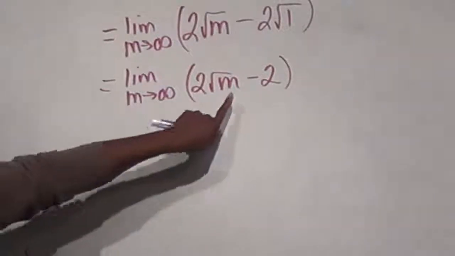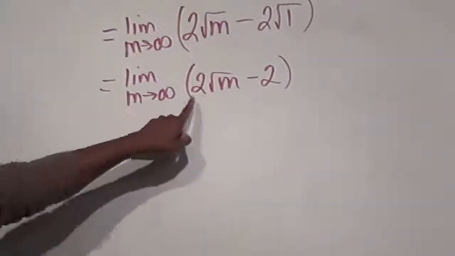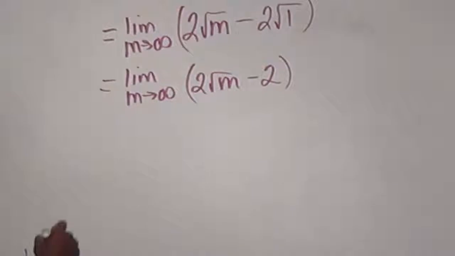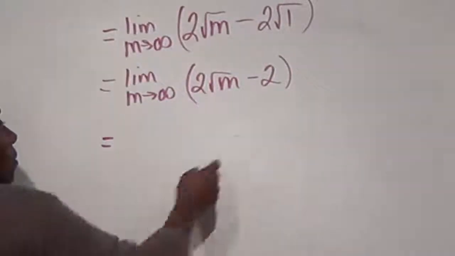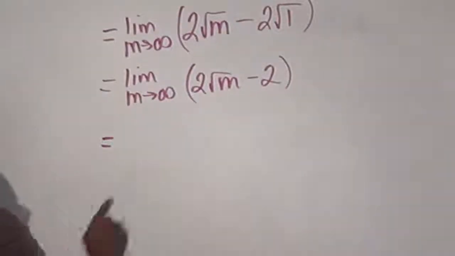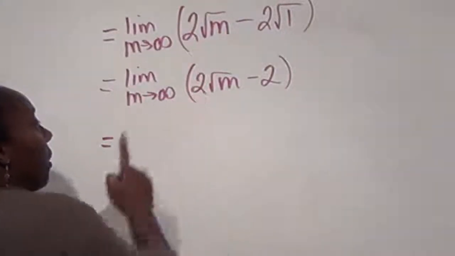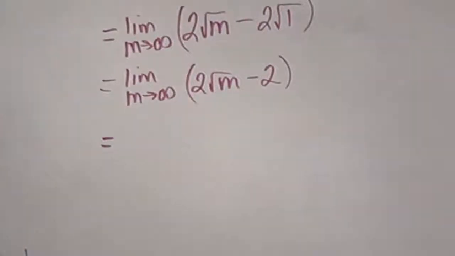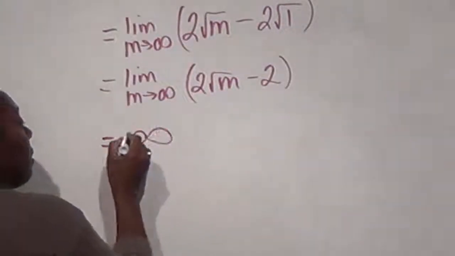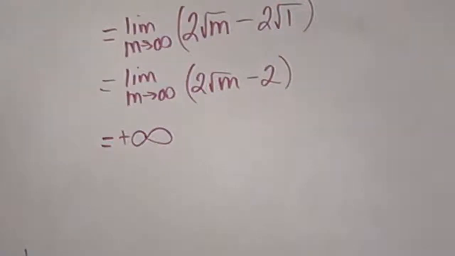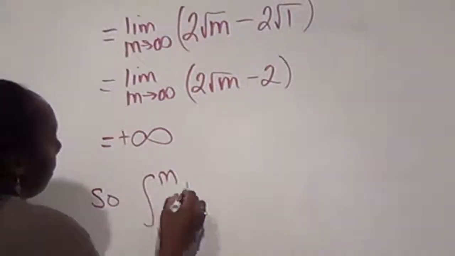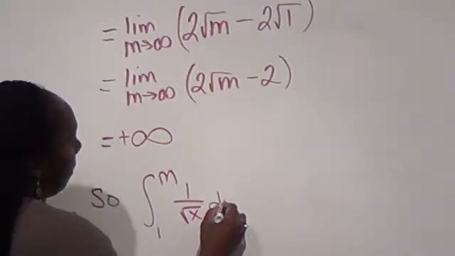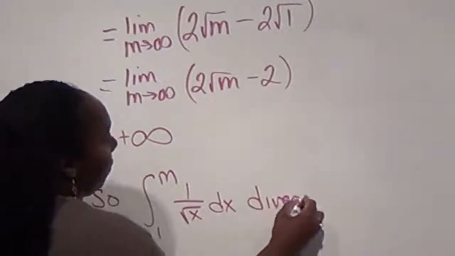Okay. Again, we have a function. We can take the limit as m goes to infinity. In this case, we can see as m goes to infinity, 2 is just going to remain 2, but 2 square roots of m, that's an increasing function, so that's going to get big. So this is going to go off to positive infinity as my m goes to infinity. So here, the integral from 1 to m of 1 over the square root of x dx diverges.